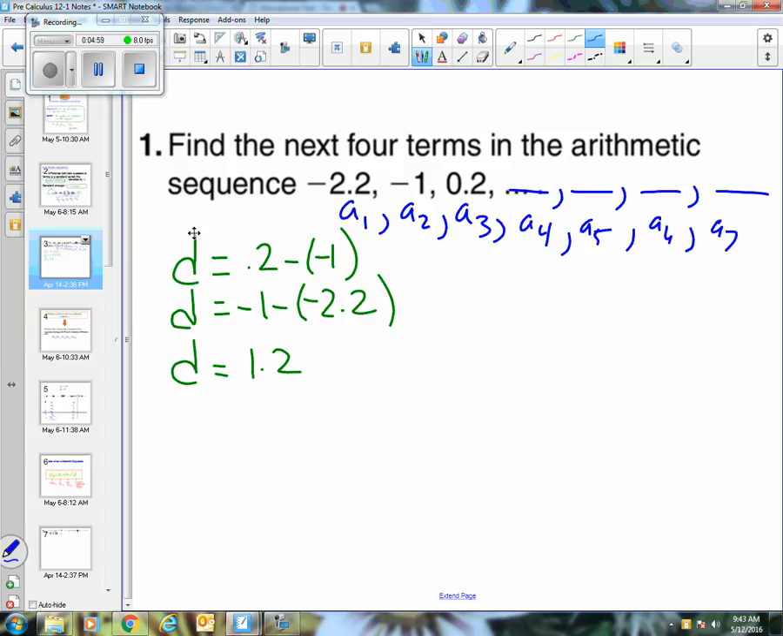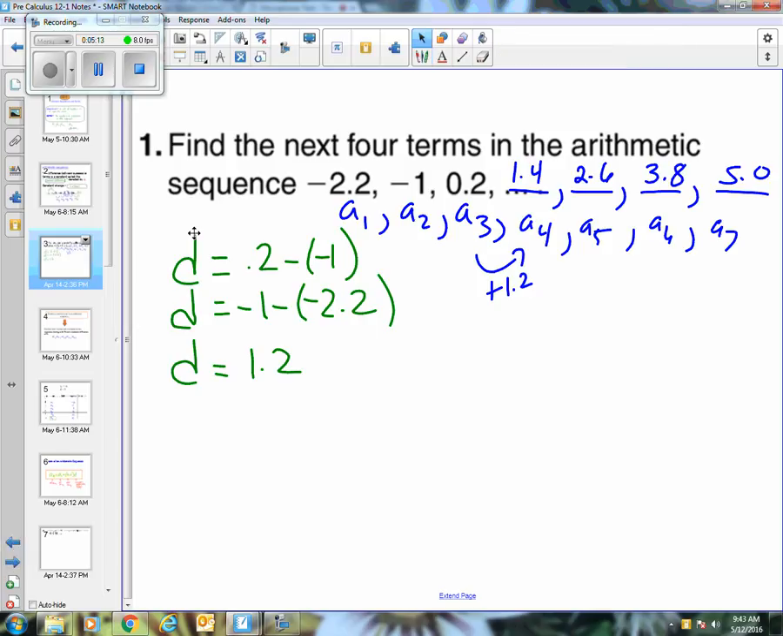Well, how are you going to figure them out? Just use your common difference. So we add 1.2 each time to move forward. So we'd have 1.4, and then 2.6, 3.8, and then a 5.0, et cetera, et cetera. It could continue forever. So this idea of a sequence, how do we find the next number, should be okay.